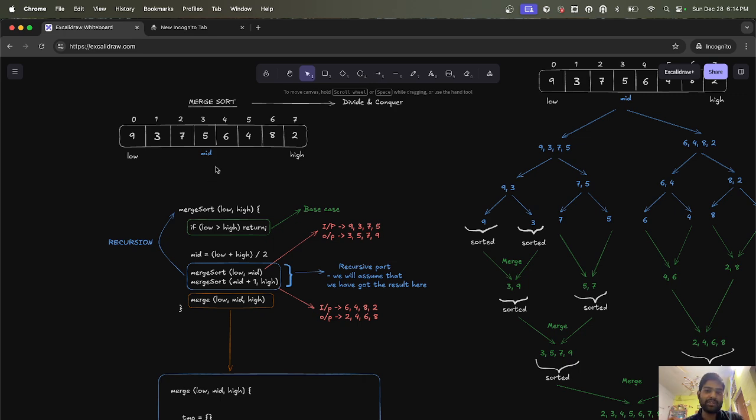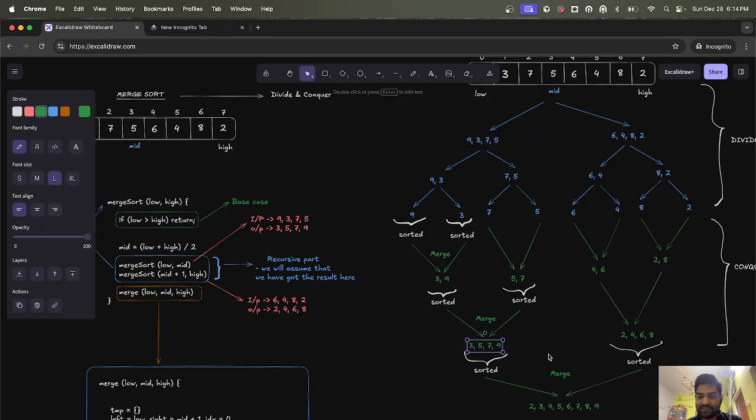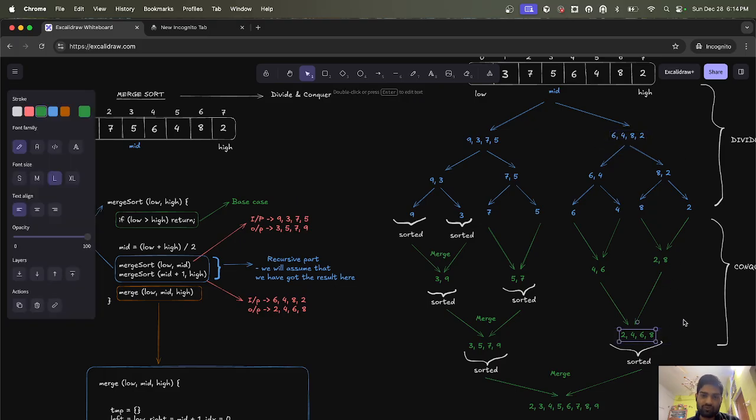Now what I want is for this first part to be sorted and the second part to be sorted, and then we can merge them. What I'm expecting is that this 9375 should get sorted and reach this particular result, 3579. Similarly, the second half, 6482, should also get sorted, and the end result will be 2468.